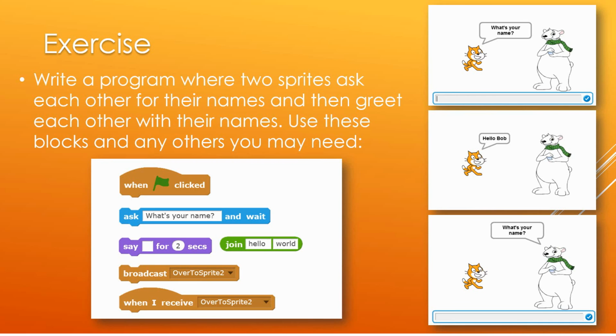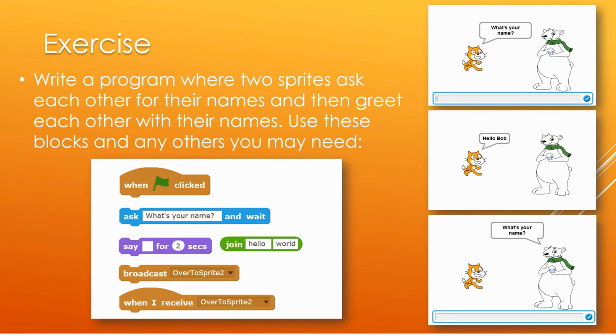Alright, now like I said, it's time for an exercise. So you need to do something on your own. So what are we going to do? We are going to write a program where 2 sprites, in this case the cat and the polar bear, but you can choose any 2 you like, ask each other for their names and then greet each other with their names. Alright, so you can see there the cat says, what's your name? You type in the name of the polar bear, and then the cat says, hello Bob. And then the polar bear does the same thing. You type in the name of the cat, and the polar bear will say hello to the cat.